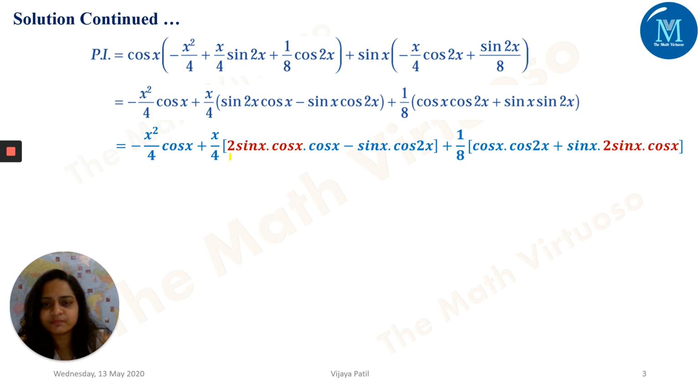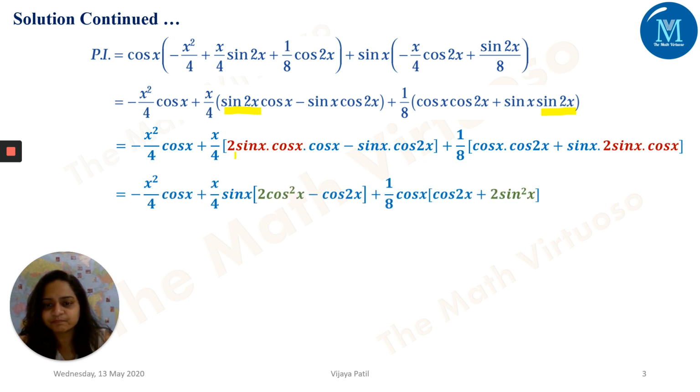Now if you observe, sine 2x is nothing but we can replace it as 2 times sine of x cos of x. Similarly, here also, sine 2x we have replaced with 2 sine x cos of x. Out of these two brackets, sine of x will come out of the square bracket, because for the first term there is no change, but for the second term sine x will come out with x by 4, and inside will remain 2 cos square x minus cos of 2x. Then 1 by 8, similarly cos will come out: cos of 2x plus 2 times sine square x.